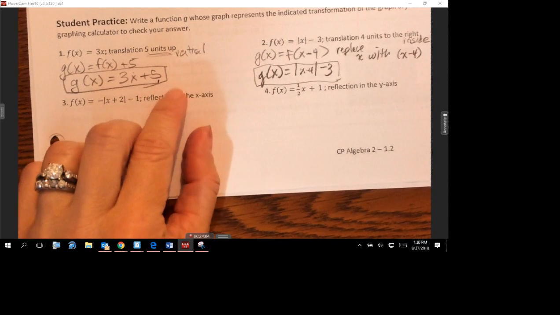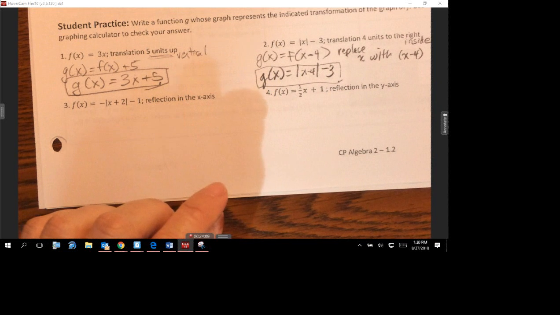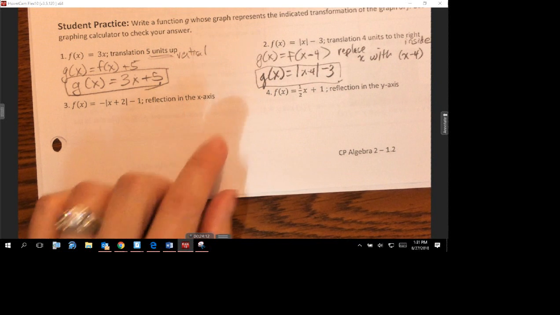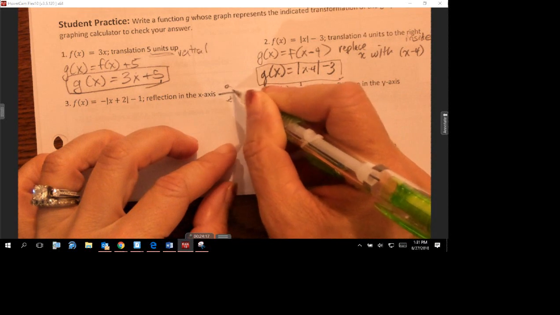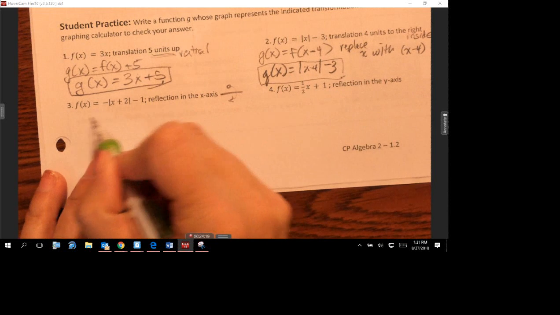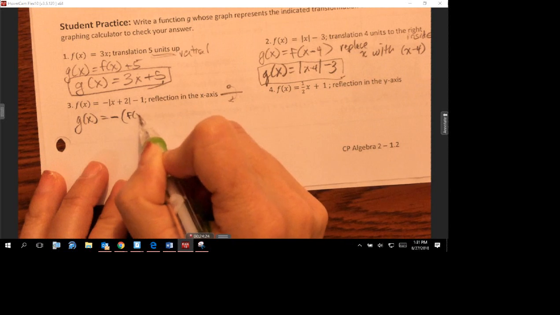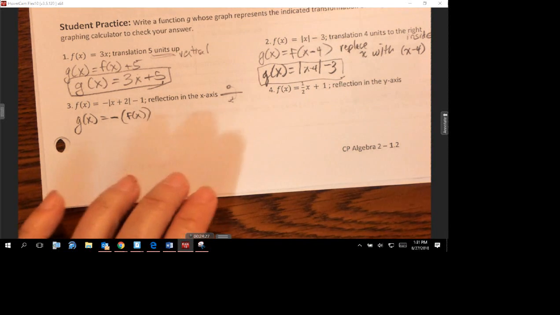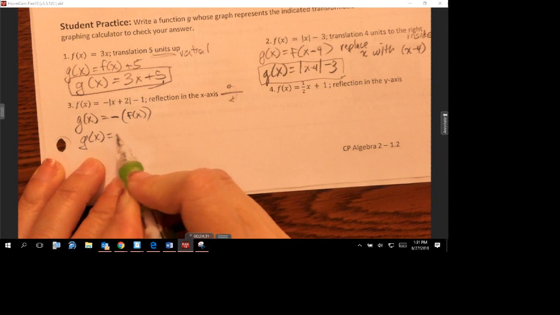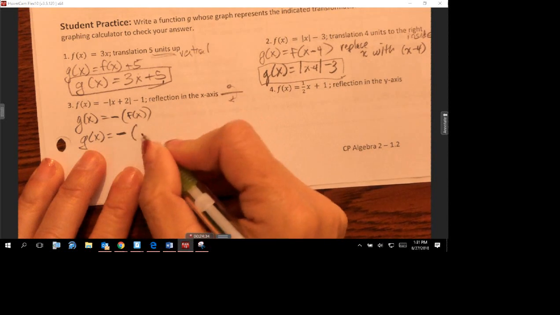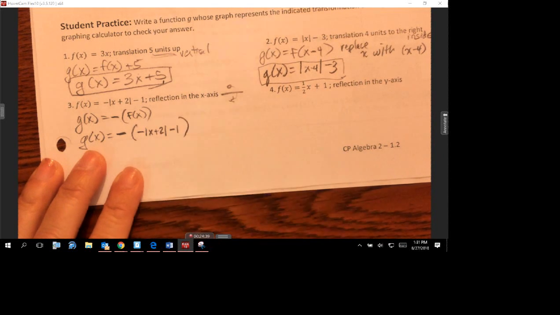So the reflection in the x-axis. Reflection in the x-axis, is that horizontal or vertical? That one's vertical, because remember when you reflect in the x-axis, you're reflecting over the x-axis that goes up and down. So this is going to be g of x equals negative of the function. The opposite of the whole function. So we're going to do negative of this entire function. So negative absolute value x plus 2 minus 1.